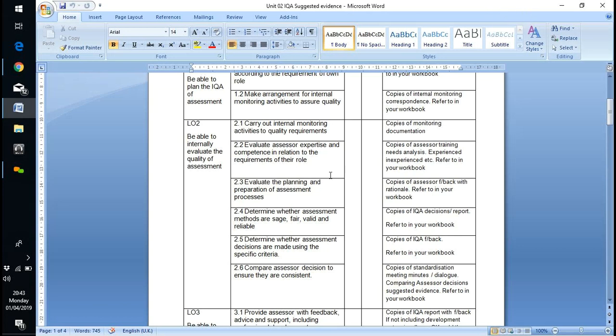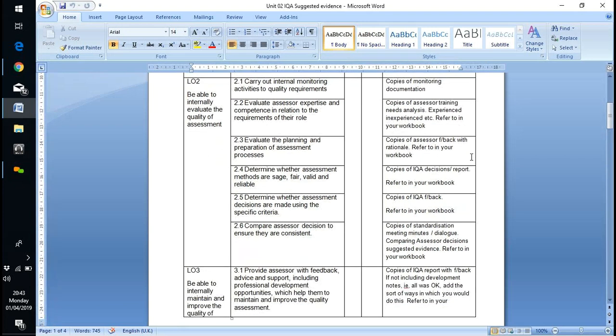Evaluate assessor expertise and competence in relation to the requirements of the role. So again, it's copies of any training needs analysis that's been done for your assessors, experienced or inexperienced, etc., and refer to this again in your workbook. But where you're evaluating assessors, you'll have a training needs analysis sheet for the 2 assessors that you've got that will show what training they've had and what training may need or may be outstanding. It may be some CPD work that they've decided to do to improve the assessment process.